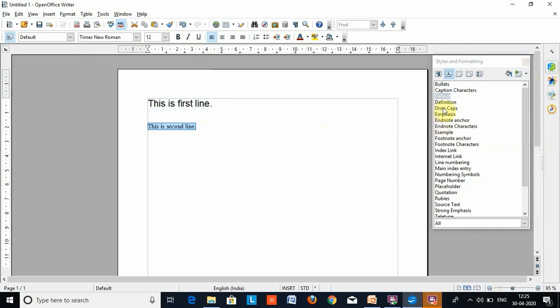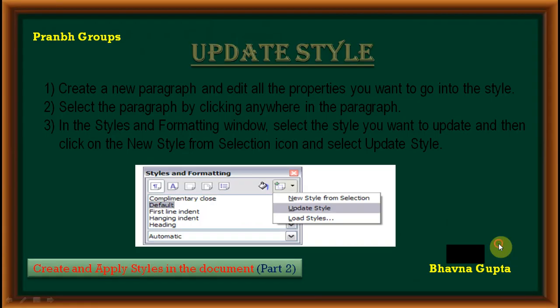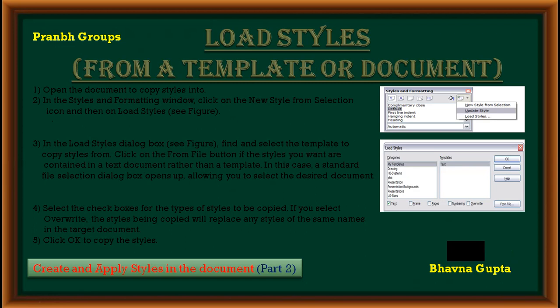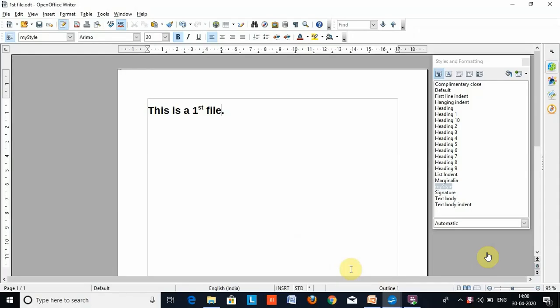Select the second one line and apply a same style. Firstly click a character style, then select a style, that is example. Here both lines having a same style. Next topic, load style from a template or document. Follow these steps. Let's do the practical. Here this method copies all styles and group of styles at a one time.